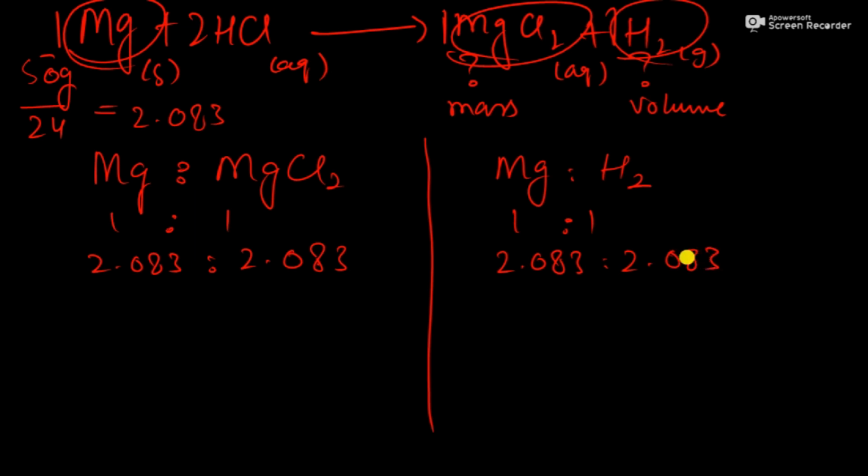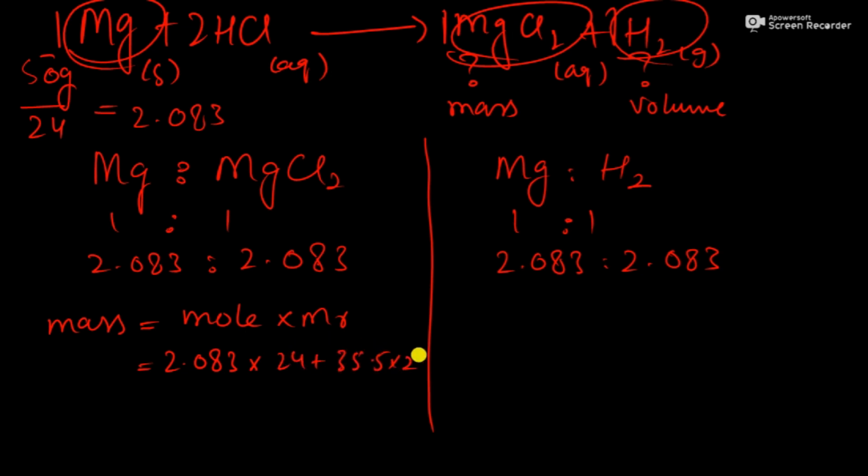We have to find mass, and the formula for mass is moles times molar mass, and here we have 2.083 moles. What is the molar mass for magnesium chloride? It is 24 plus 35.5 times 2. So 35.5 times 2 is 71, and 71 plus 24 gives you 95, and you multiply it by 2.083, and it will give us 197.885 gram mass.